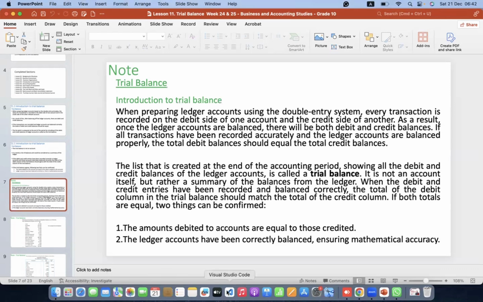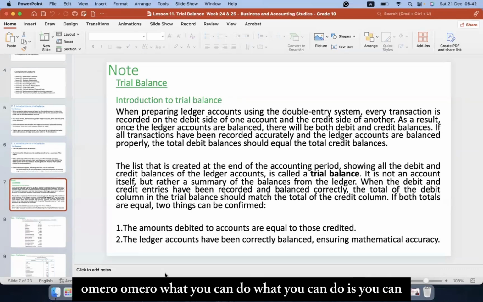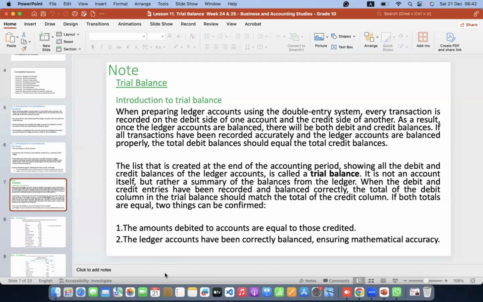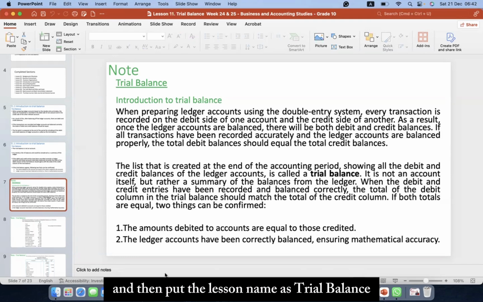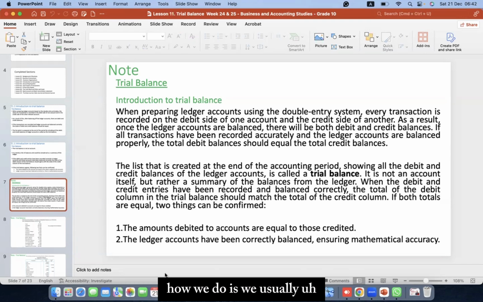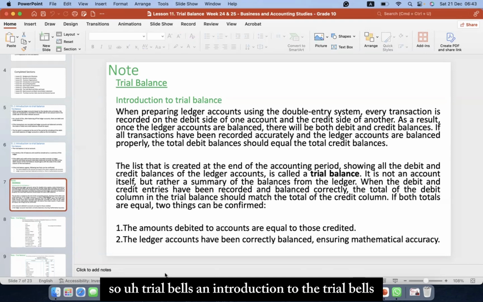Omera, what you can do is now take a new book and then put the lesson name as trial balance and then put the subheading as introduction to trial balance, and we'll continue from this lesson. And then you can write down the note. How we do is we usually firstly do the lesson and then we give the note. Okay. So trial balance and introduction to the trial balance.